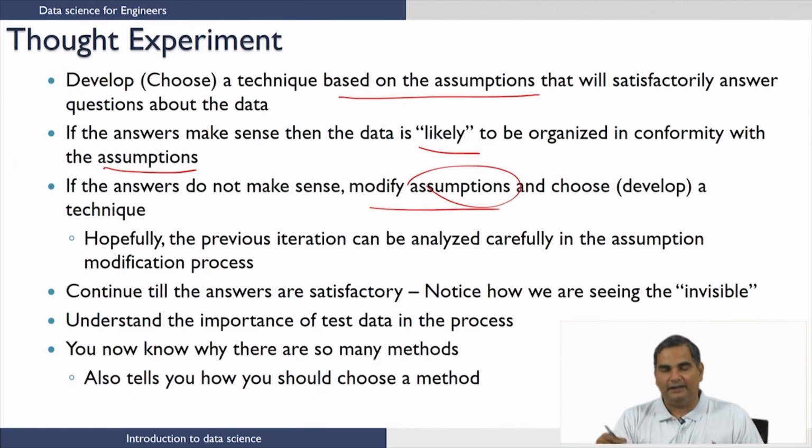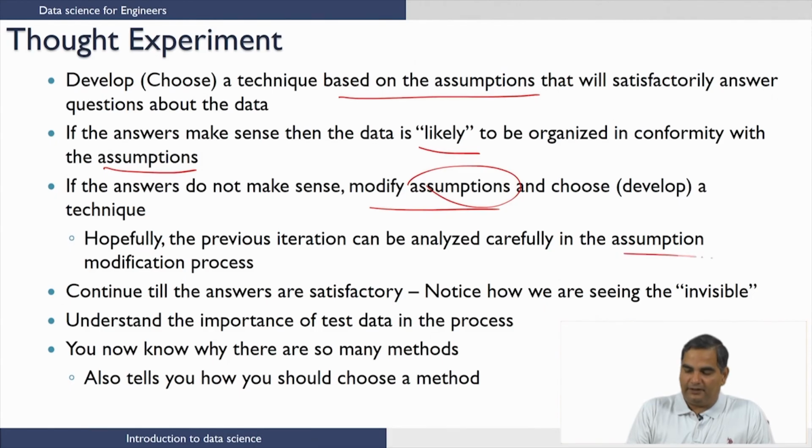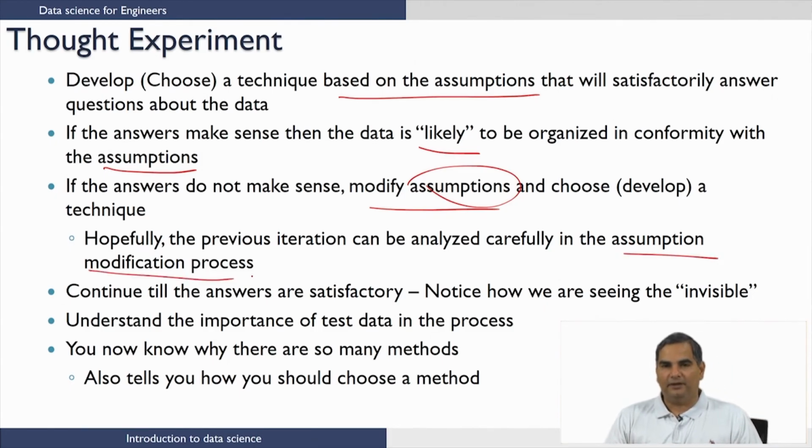Even though you failed in that attempt, you still got something out of it which would help you in modifying the assumption. So, this assumption modification process could be done with more knowledge from failed attempts from before. Now, you continue with this process till the answers are satisfactory, and notice in this process how you are seeing the invisible.